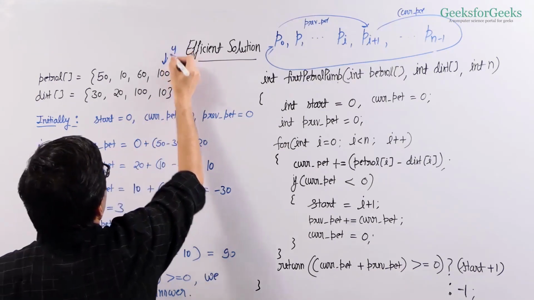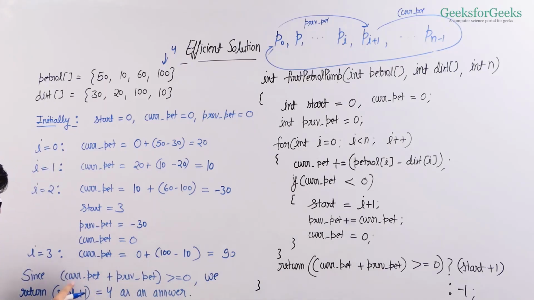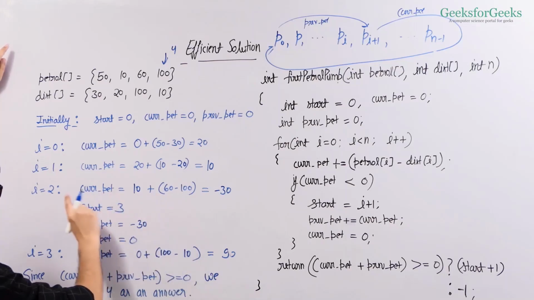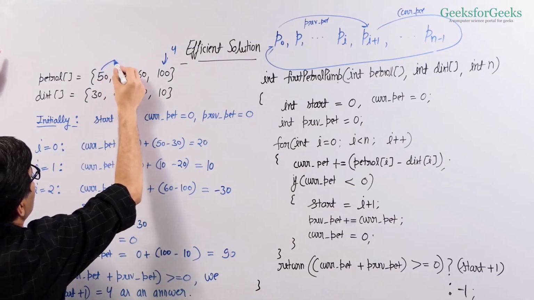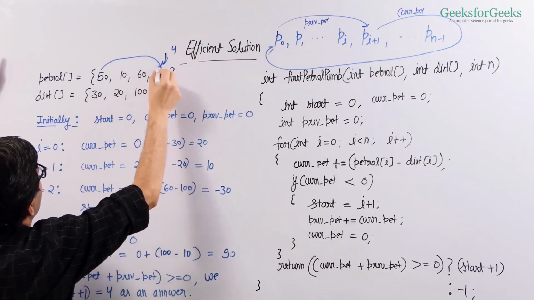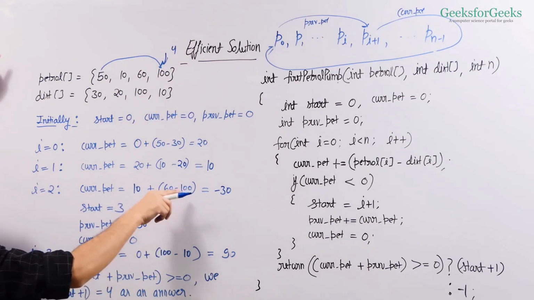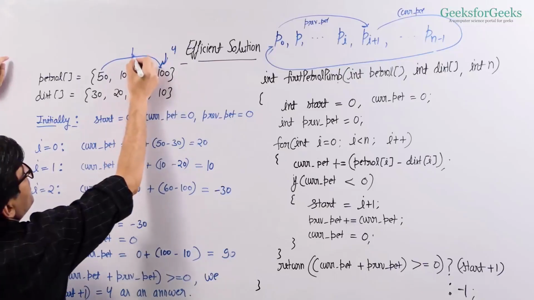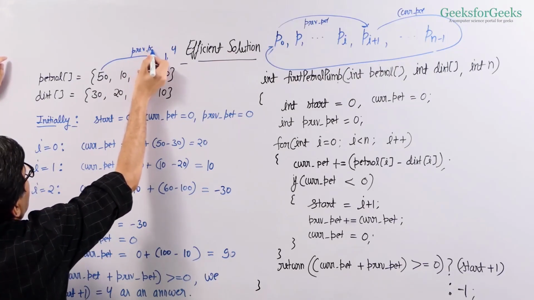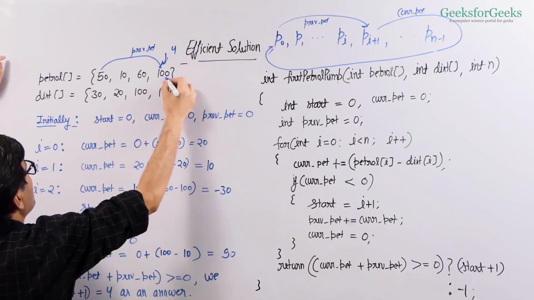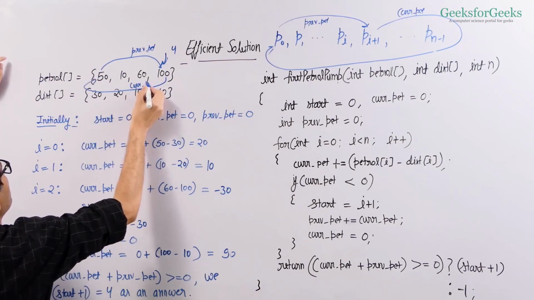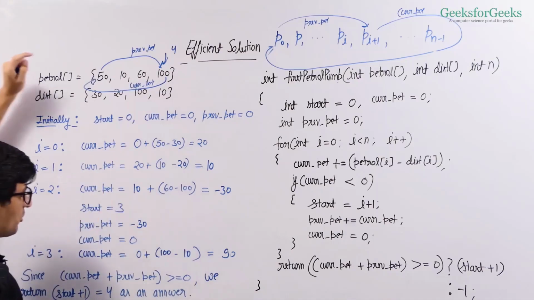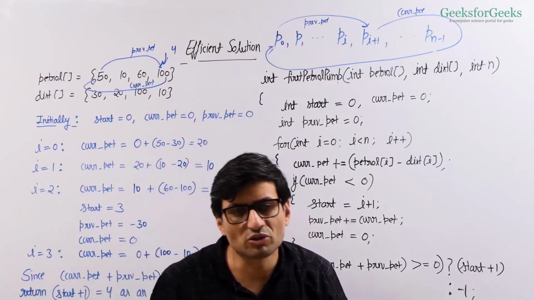We return this. And you can notice what current petrol and previous petrol mean here. Your current petrol became negative at I equal to 2. So previous petrol actually stores this value, right? When it became negative, we stored it into the previous petrol. So your previous petrol is this amount, and your current petrol is from 100 to 50, right? This is your current petrol. And we have simply checked the sum of these two, whether it is positive or not. So this is the idea of the solution.